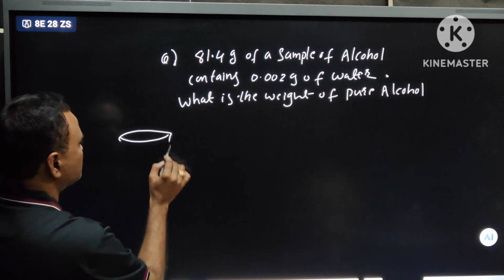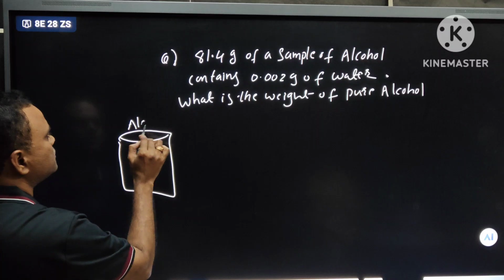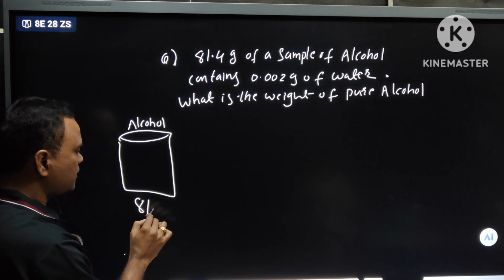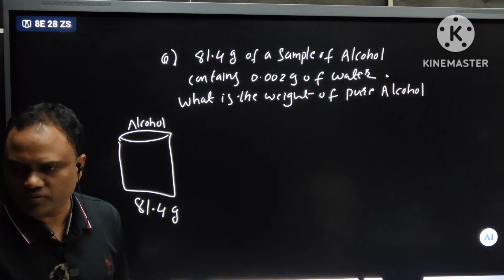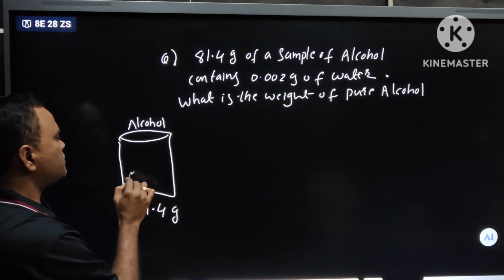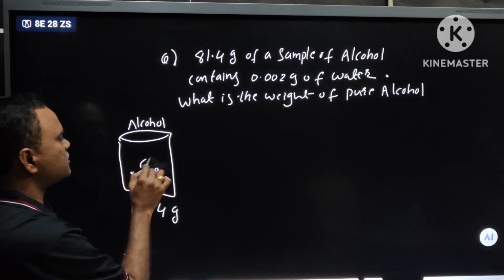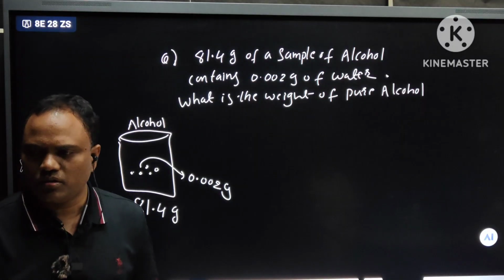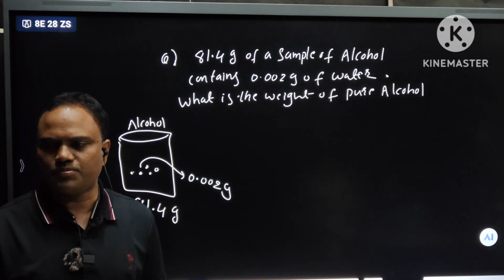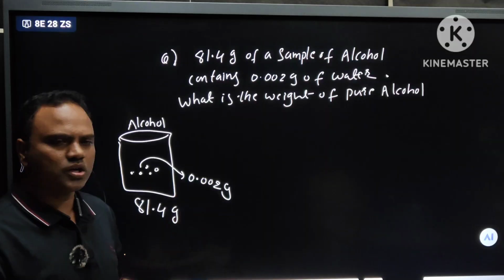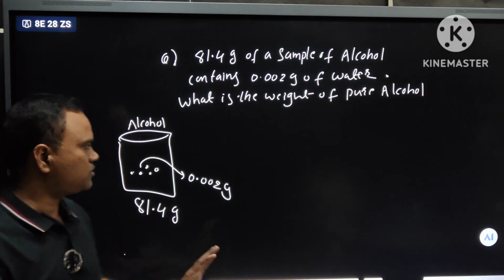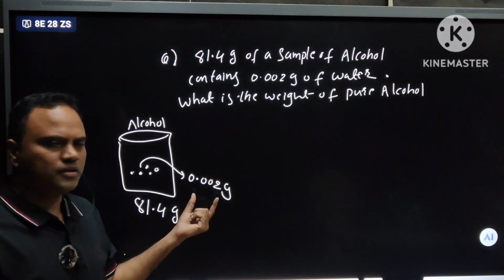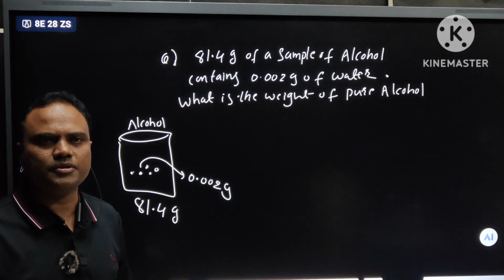Look at this. This is the alcohol sample. What is its weight? 81.4 grams. Inside this, how much water is present? Let us consider this is water. How much water is present inside it? 0.002 grams. How to get the weight of pure alcohol? By subtracting. Okay. Remove the water weight. The total bottle weight is 81.4 grams. Inside, how much water is present? 0.002 grams.